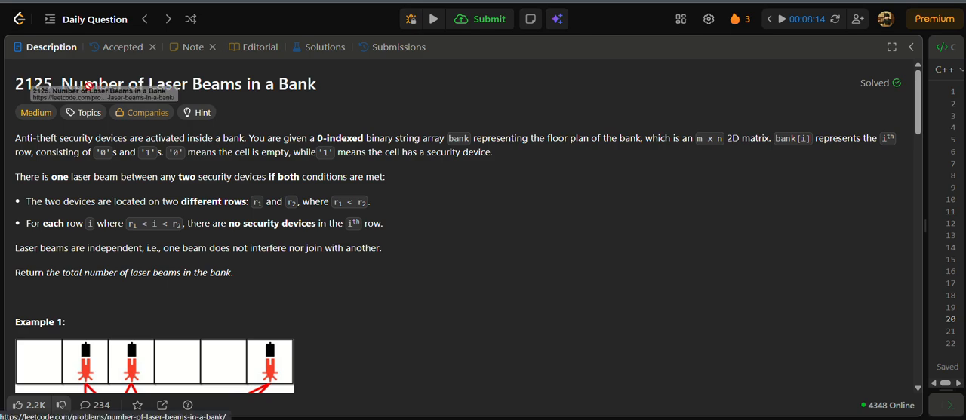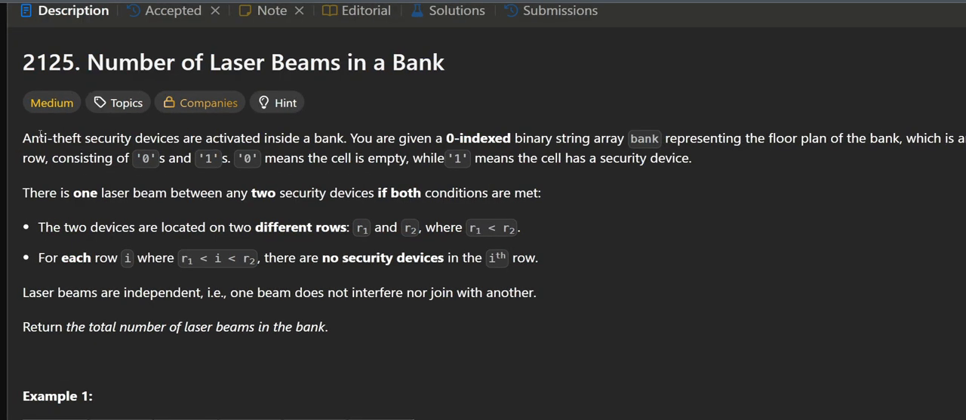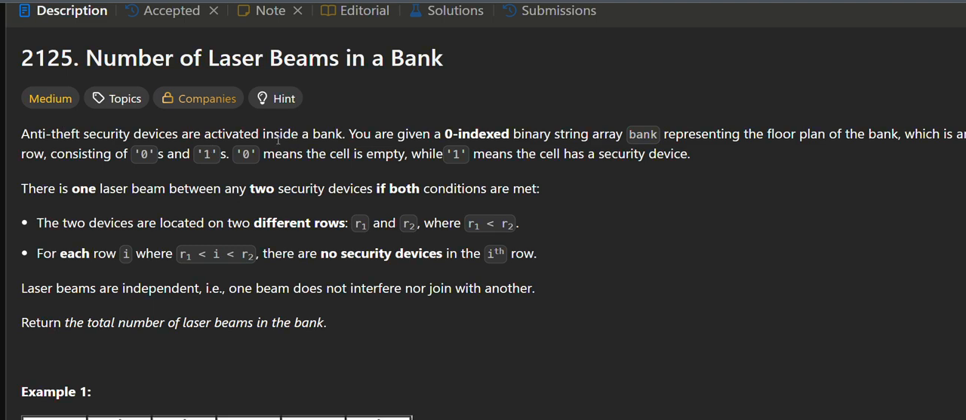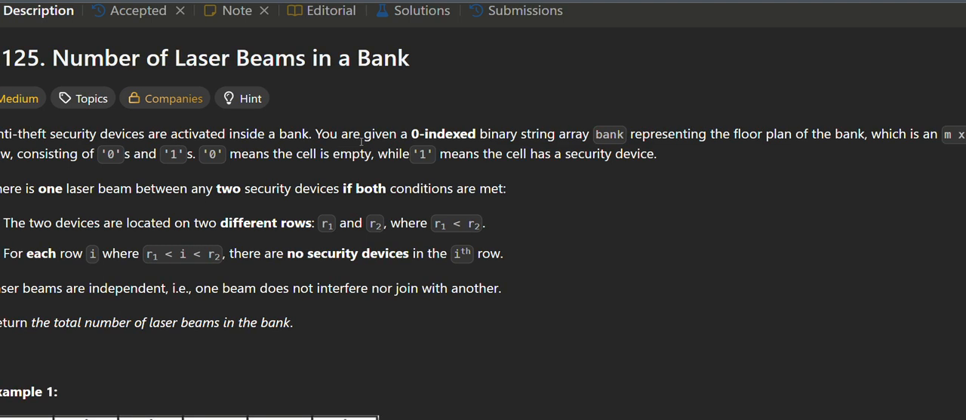Problem of the day is Number of Laser Beams in a Bank. Let us read the question. Anti-theft security devices are activated inside a bank. You are given a zero-indexed binary string.